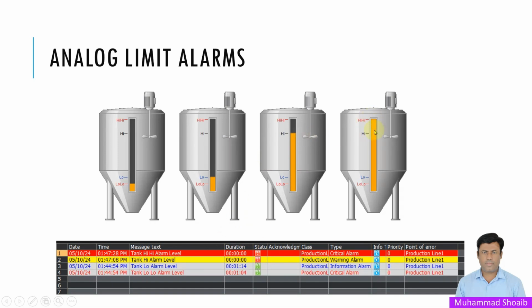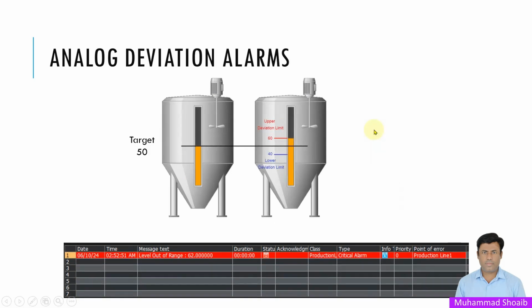So in this tutorial video, we will learn about the analog deviation alarm. So what exactly are deviation alarms? They help notify the operator when the process variable, like temperature, pressure, flow rate, or tank level, deviates from its set point by a specified margin.